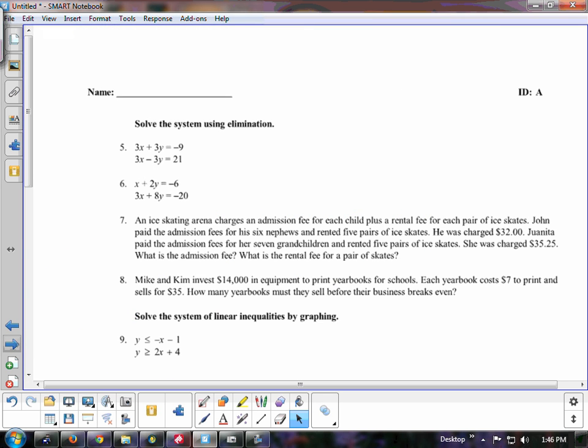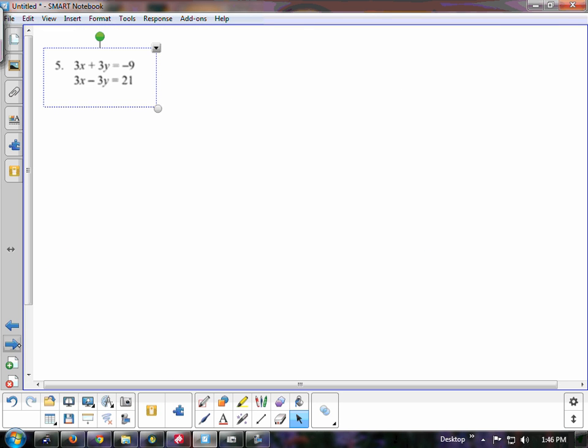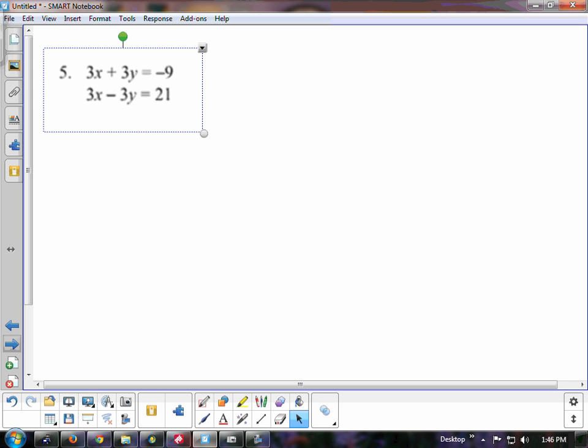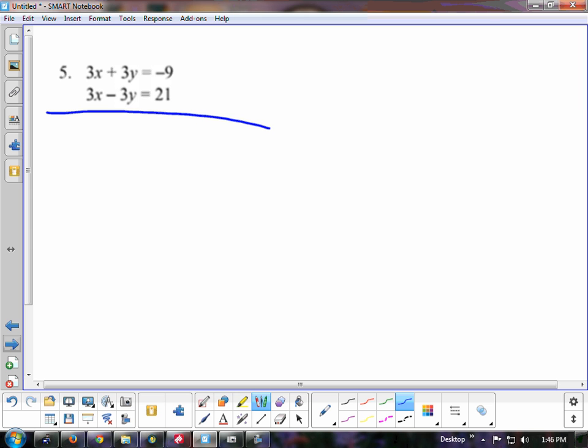Moving on to number 5. Okay, number 5 says solve by elimination. It's all set up for you right away. The y's will eliminate when you add together. Make sure you add this correctly. 3x plus 3x is 6x.